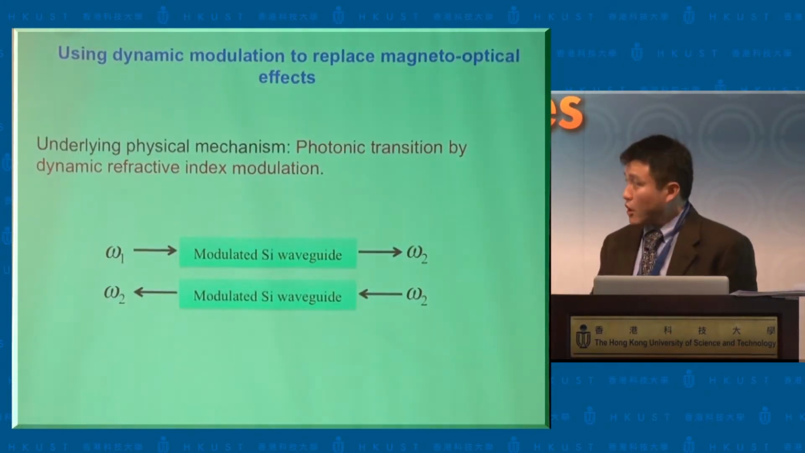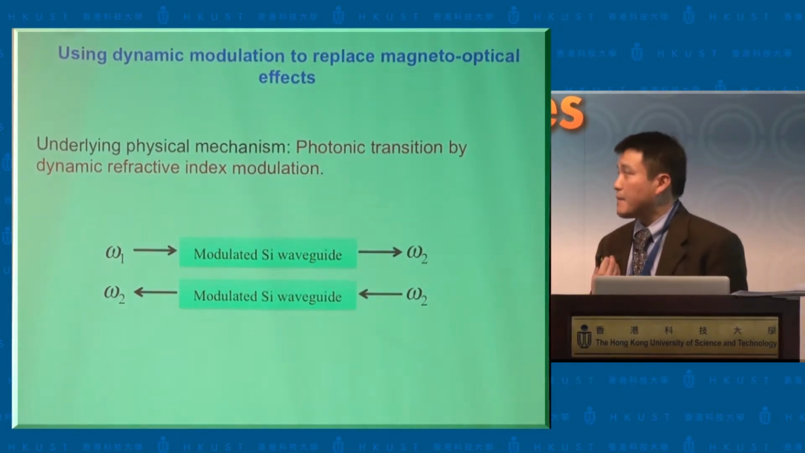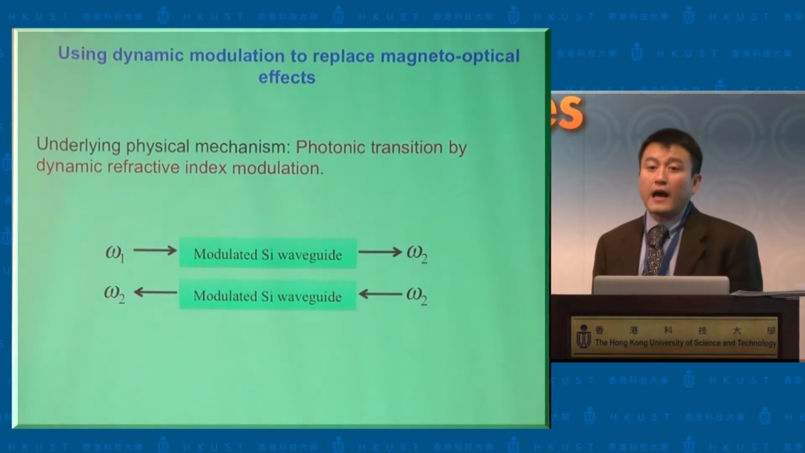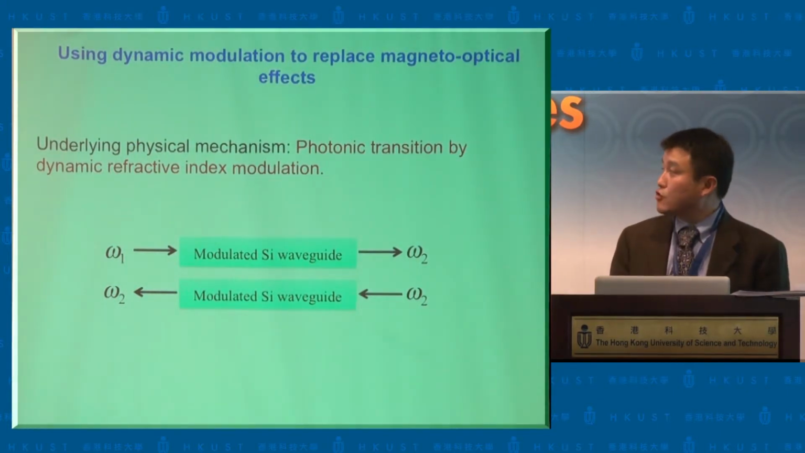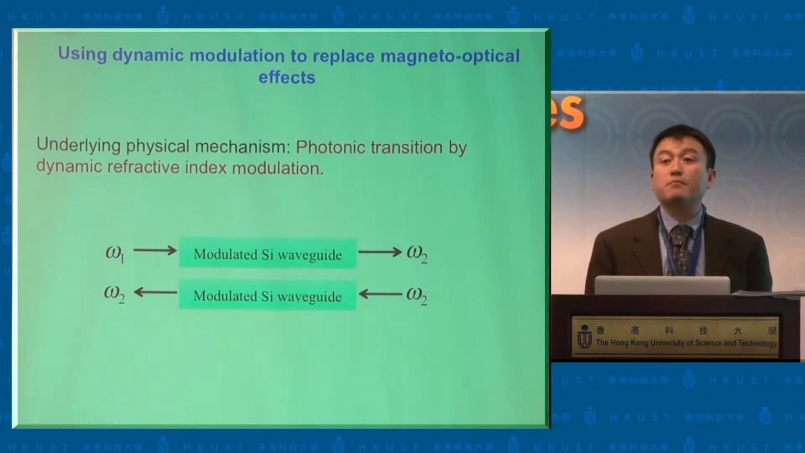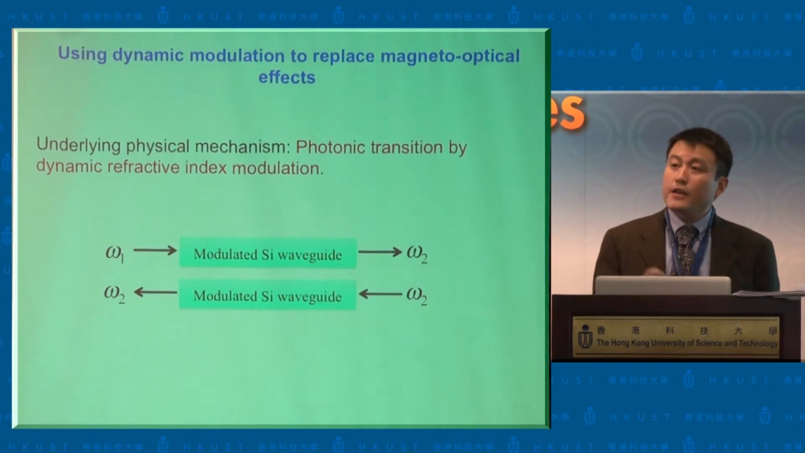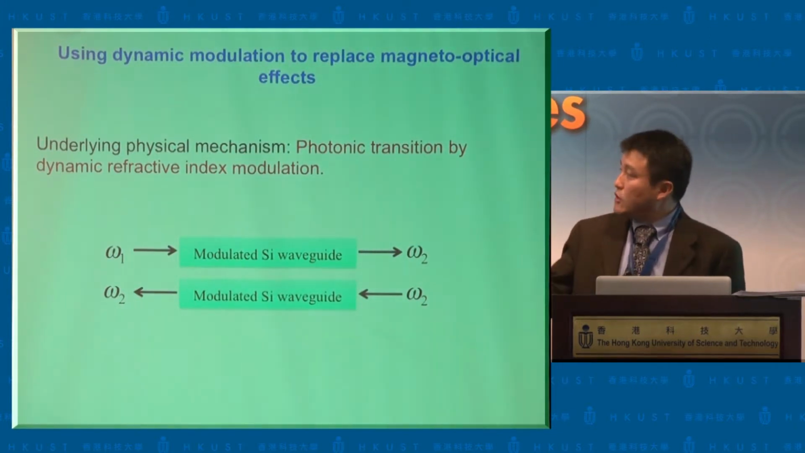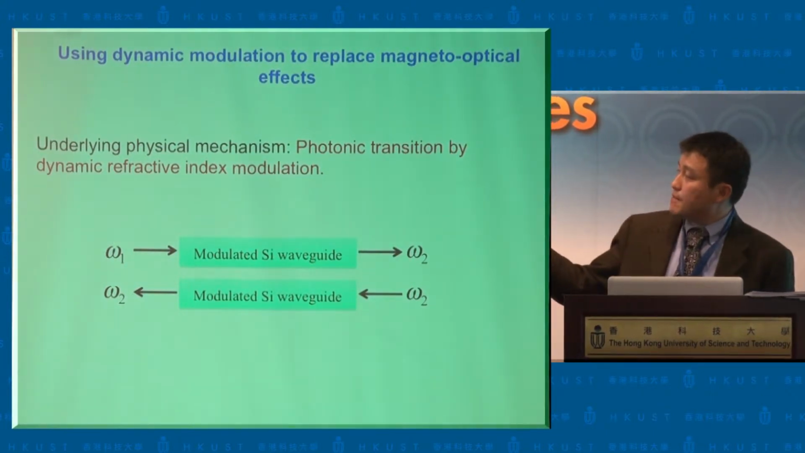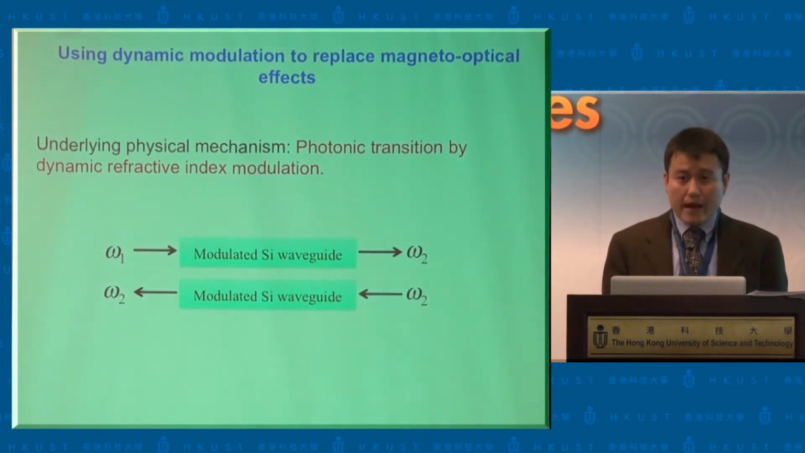So what we've been pursuing in the past few years is to use dynamic modulation to replace the magneto-optical effect. And the underlying piece of physics is something called photonic transition, as induced by dynamic refractive index modulation. What we would like to show is that if you take a standard silicon waveguide and you modulate it in a very special way, then you can get frequency 1 to come in, and go out as frequency 2. And if you send this frequency back in, you break time reversal, so it doesn't go back to the original frequency. And in doing so, you can actually create an isolator.